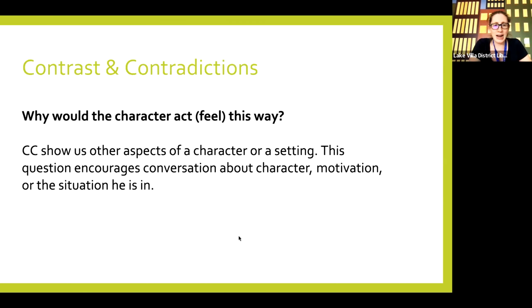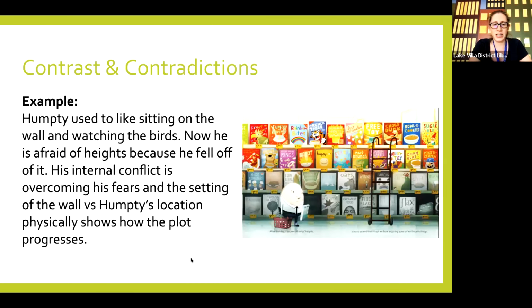So what I had for contrast and contradictions is this scene right here. Humpty used to like sitting on the wall and watching the birds. That was his thing. So he's not afraid of heights. Bird watching was his hobby. Now he's afraid of heights because he fell off. So this shows his internal conflict is overcoming his fears. And then we also see the contrast of the setting of the wall versus Humpty's location physically, which is why I like this book so much for Caldecott. So it shows how the plot progresses.